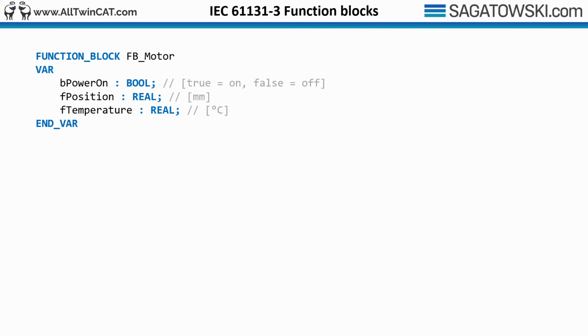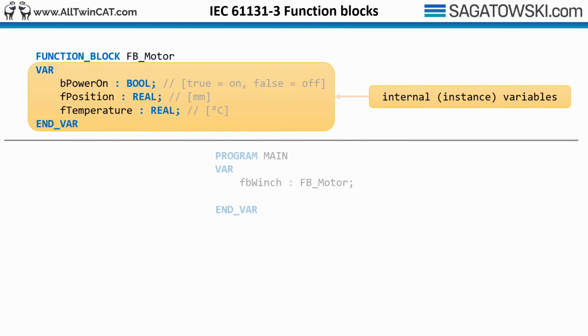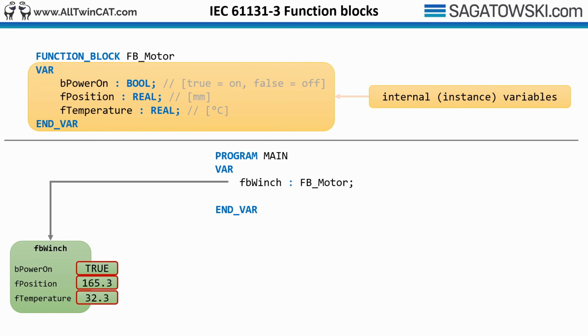Function blocks can have instance variables, that is, variables that are available for every instance of the function block. For a motor, this could, for example, be whether the motor is powered on, its current position, and the temperature. Each and every instance of the function block will hold its own set of these variables. So let's imagine we first create one instance of the motor function block called FB winch. This might at one moment show that the power is on, the position is at 165.3 mm, and that the temperature is 32.3 degrees Celsius.